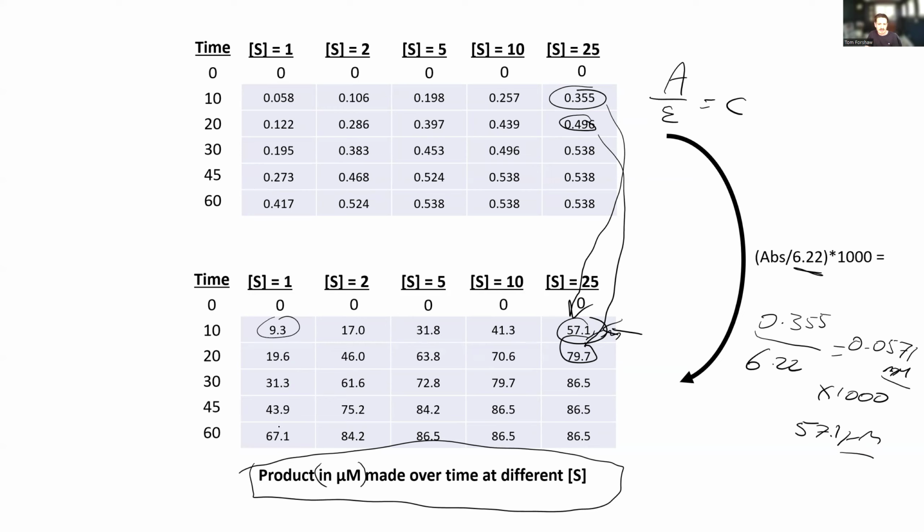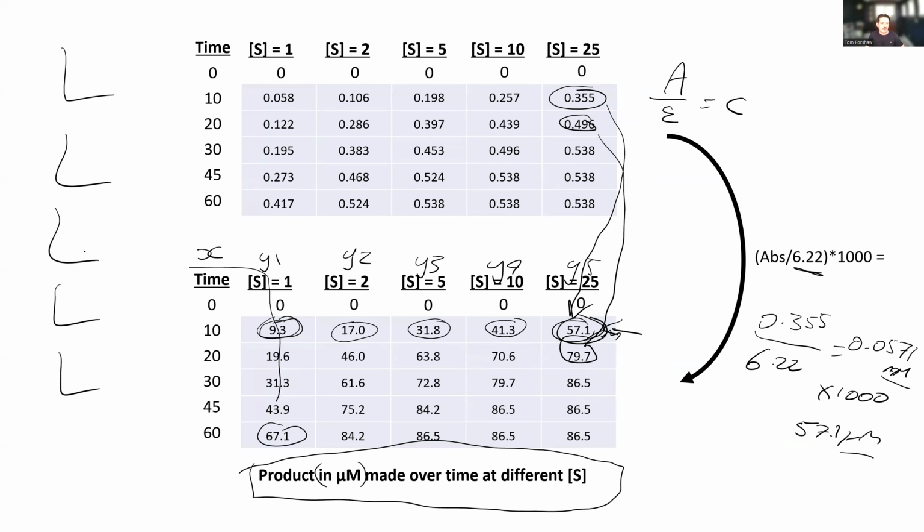And you can see clearly this increases. In 10 seconds you made 9.3 micromolar, and then when you doubled the concentration, it made 17. You increase it to 5, it's 31, 41, 57. And you can watch the change over time. And if you were to plot every single one of these, so this will be X, this will be Y1, Y2, Y3, Y4, Y5. You get 5 different graphs.